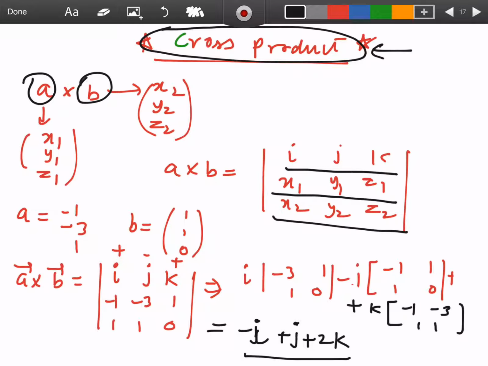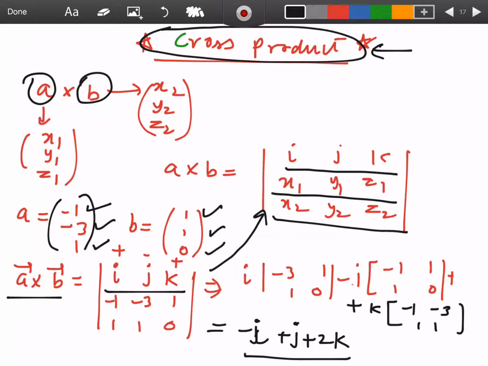Taking an example to evaluate the cross product, consider my first vector as (-1, -3, 1) and my second vector as (1, 1, 0). The first thing is to write down i, j, k in the same form that I've written here. Then here is my first vector, here is the second vector. Now to evaluate this, you pick up i, and once you pick up i, forget about this row and this column, and do the same thing for the other ones. So if you take i, it's going to be -3, 1, 1, 0 out here.